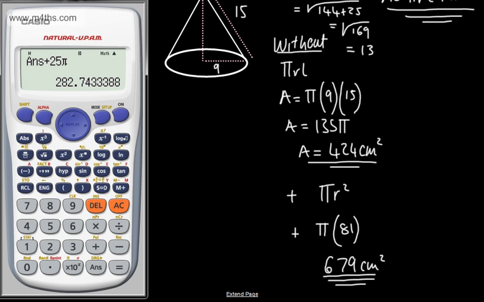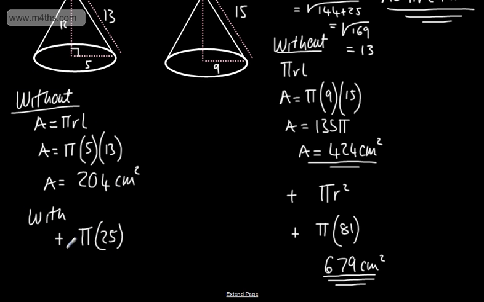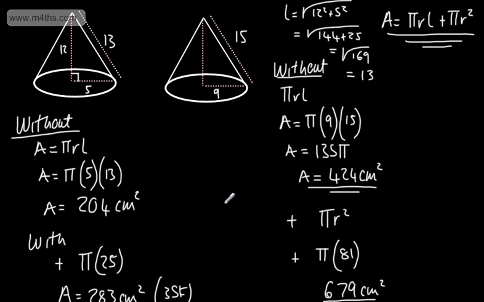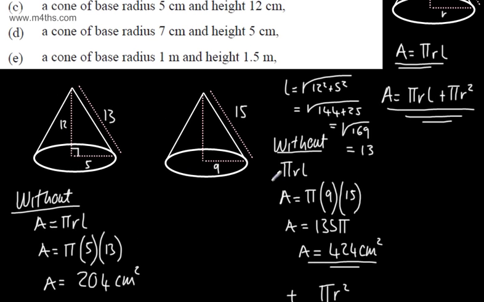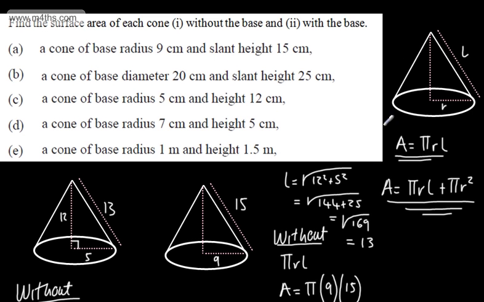282.74. So 283, and we'll just write this down. This will be 283. That will be centimetres squared, and again, correct to 3 significant figures. So that's finding the surface area of a cone with or without the circle. Do check if you're given the base or not.